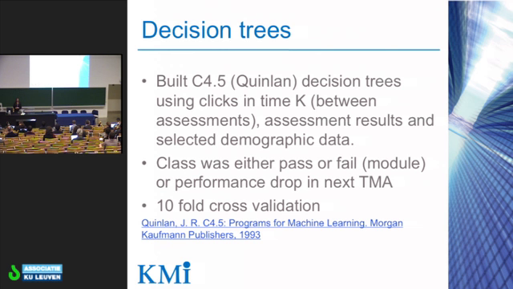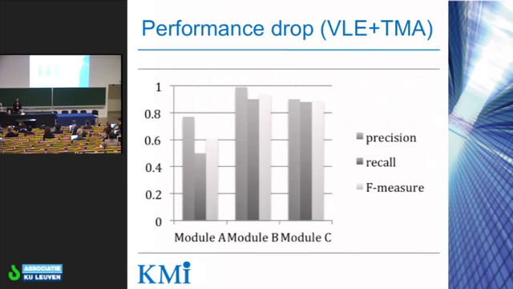As mentioned before, the class was either pass or fail, or whether they were going to have a performance drop in their next assessment. We tested how accurate it was using tenfold cross-validation, and we had pretty good results, focusing on the F measure, which combines precision and recall. For the 3 modules, predicting performance drop was fairly good, given that a higher number is better. And this model was built without a lot of the data processing that we've subsequently done to improve it.